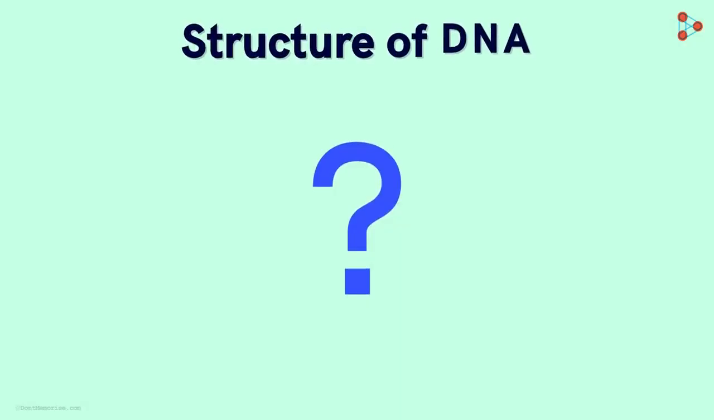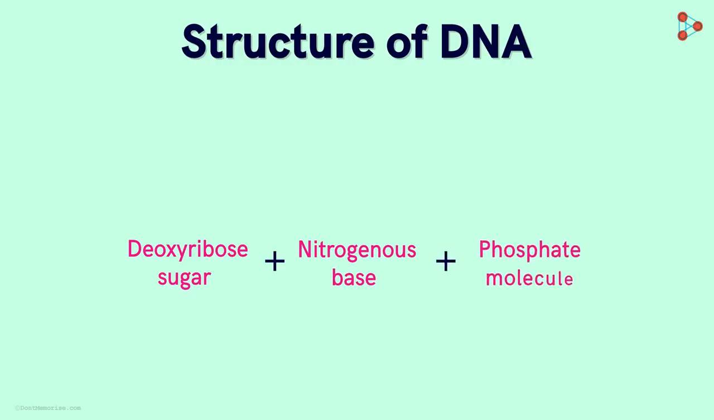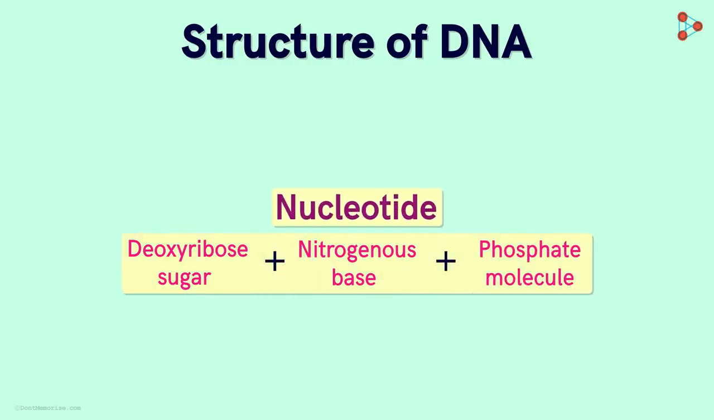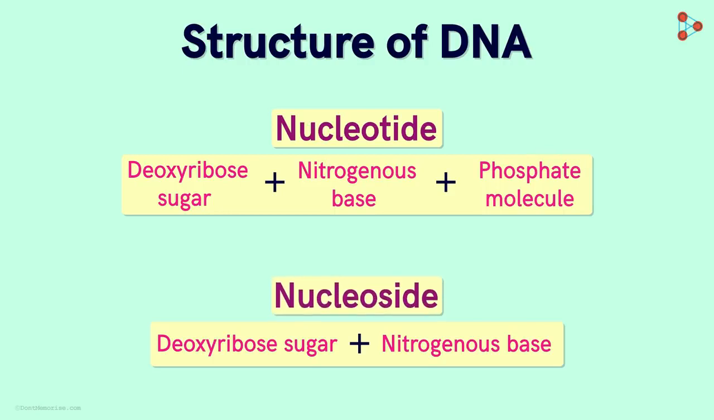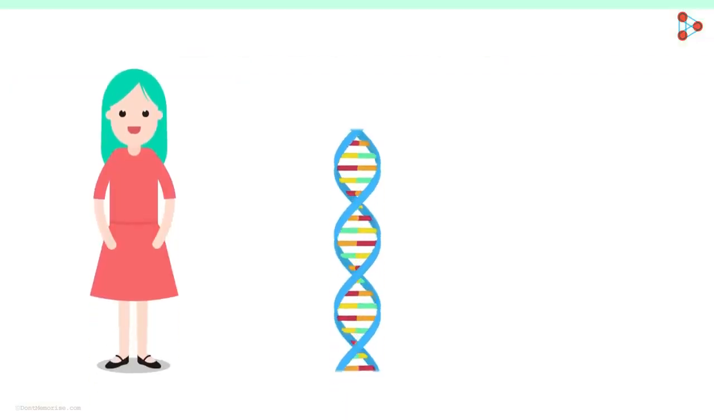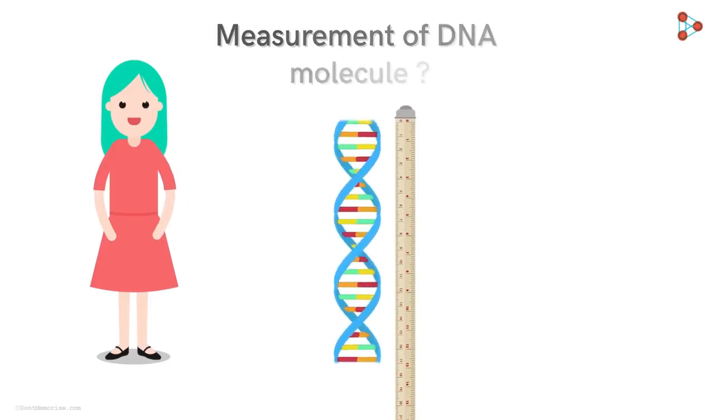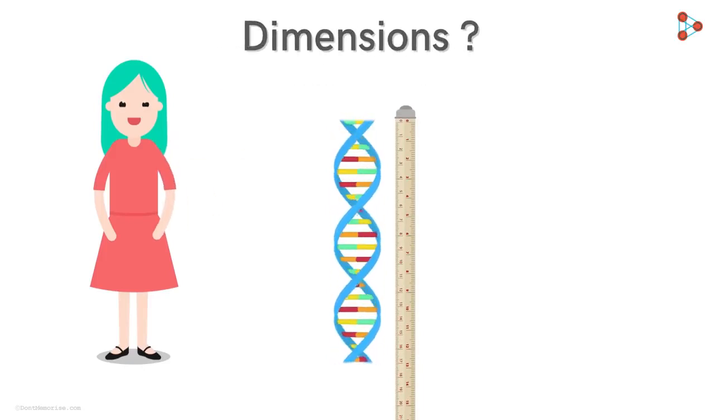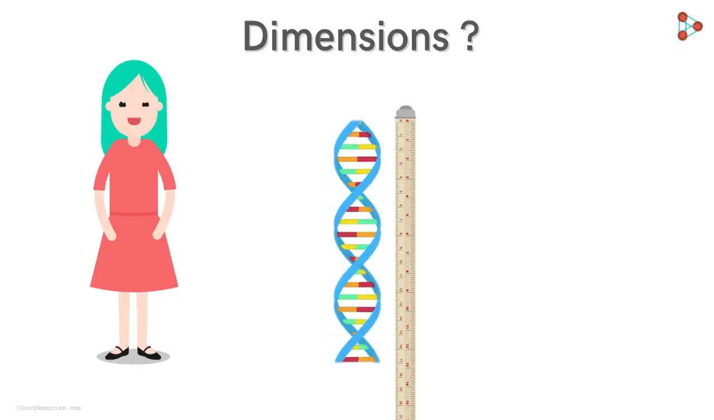Did you know that one unit consisting of a deoxyribose molecule, one nitrogenous base, and a phosphate group is called a nucleotide? And what if the phosphate group is removed from this nucleotide unit? It's called a nucleoside then. Nora wants to know if there's any way of measuring a DNA molecule. What about its dimensions? Watch the next part to know more.